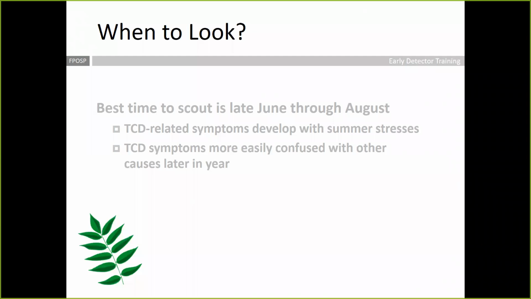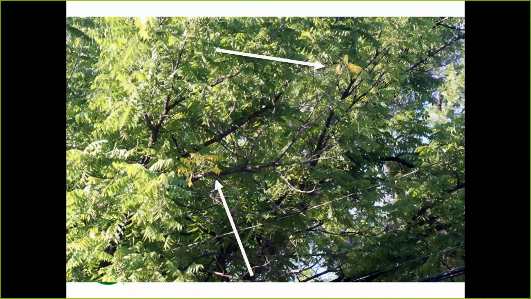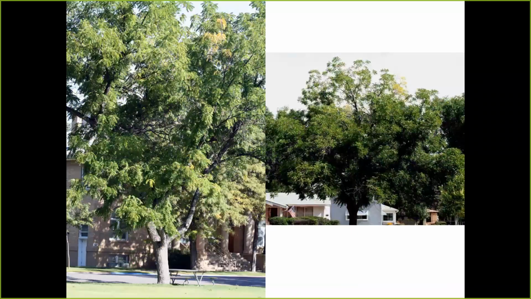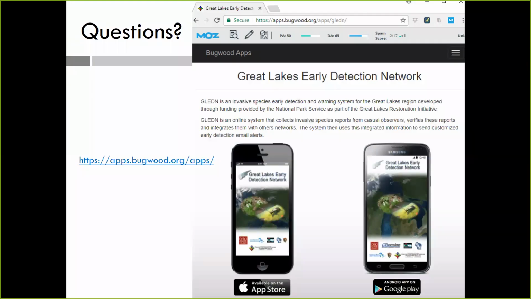So the best time to scout is from late June through August. Thousand cankers disease symptoms develop as with other summer stresses, so you'll start noticing these things from June through August when things tend to dry out. Okay, so here are some of the early symptoms that you'll see, followed by the later flagging, and eventually death. Okay, so that's pretty much what I had to cover here.